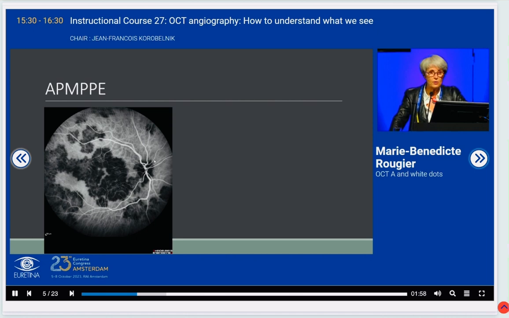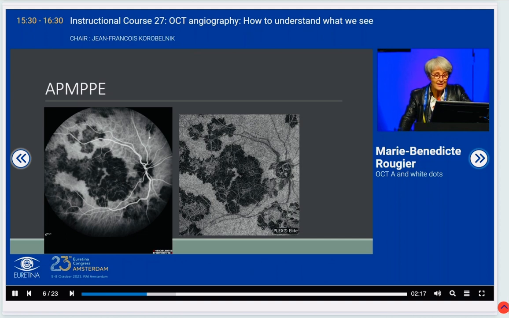Here you can recognize a typical case of AP-MPPE on the ICG angiography with the hypofluorescent areas. And here you can see on the OCT angiography that the choroidal voids colocalize very well with the ICG images.